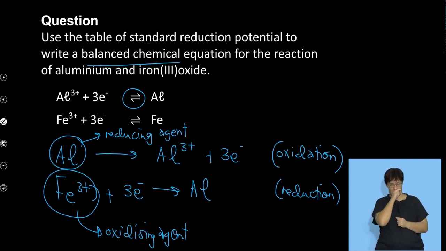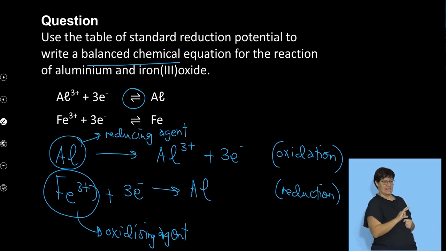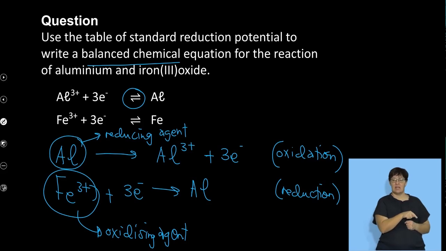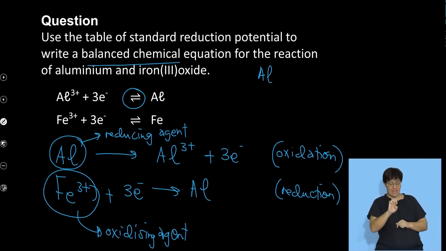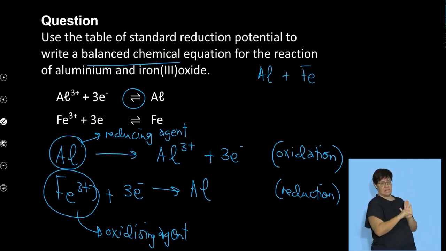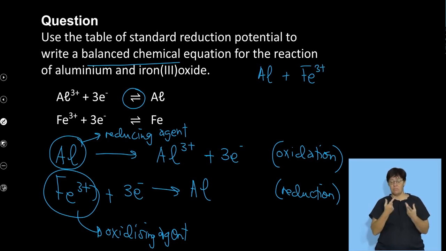So the number of electrons lost by each aluminium is 3. And for every Fe3+ ion, there are 3 electrons gained. So what is lost equals what is gained. So we can simply say, in terms of the net ionic equation, we'll have aluminium plus iron(III).